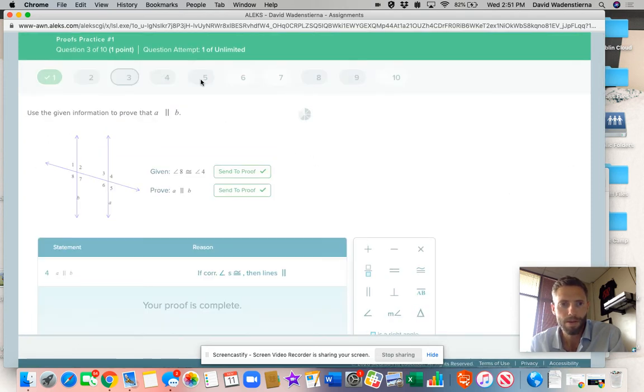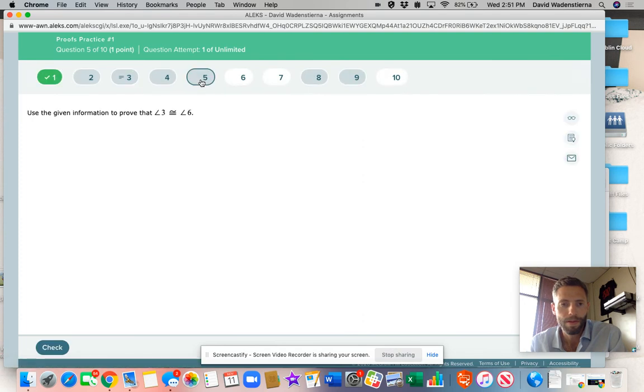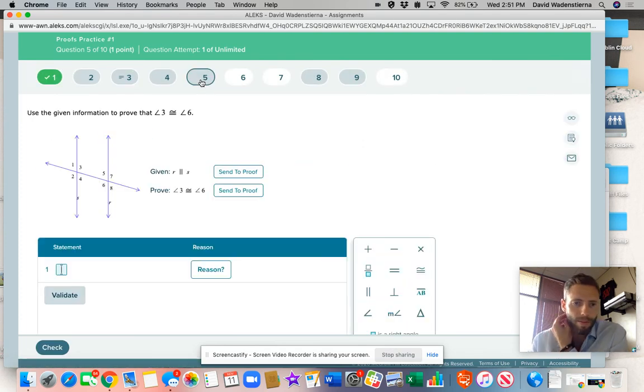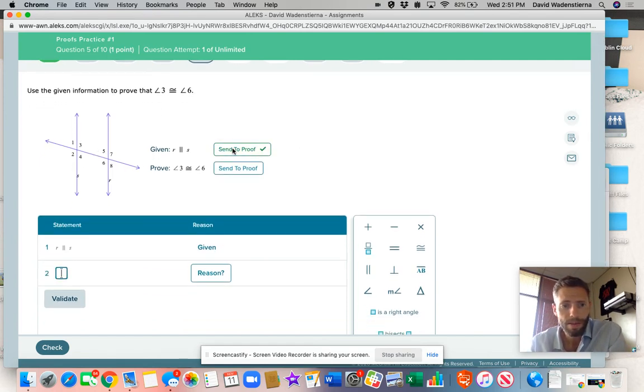All right, let's try another one. Let's do this one where we're trying to prove angles. We're given parallel lines and we're trying to show angles congruent. So let's send the given to the proof. R is parallel to S. And we're trying to show that 3 and 6 are congruent. If R is parallel to S, I can't use the alternate interior angles theorem because that's what 3 and 6 are. But I could say 2 and 3 are vertical, and then 2 and 6 are corresponding. I could do that and then use the transitive property after it.